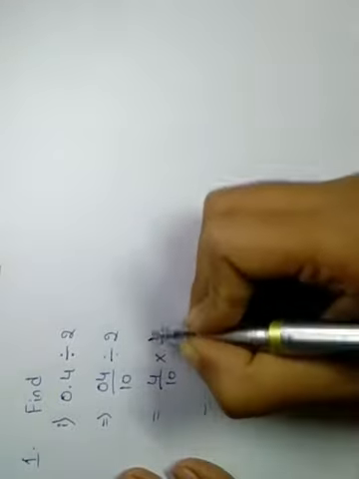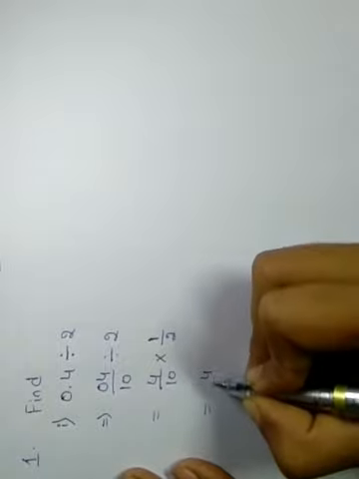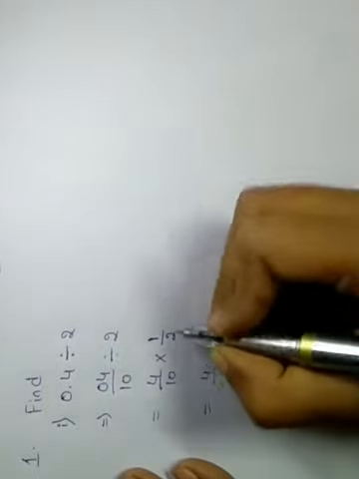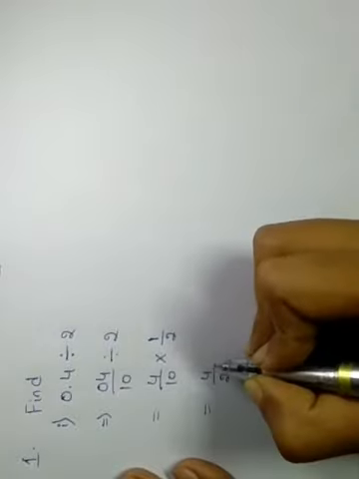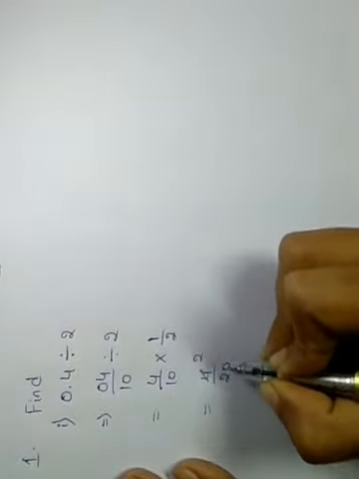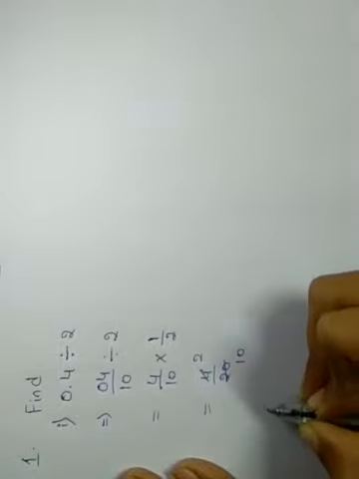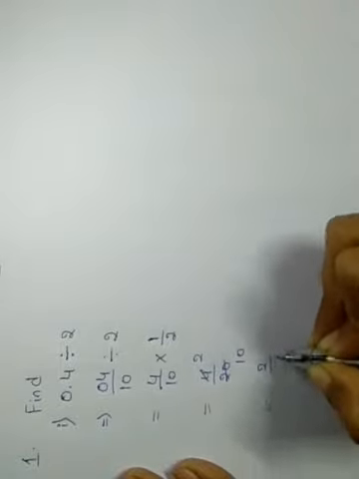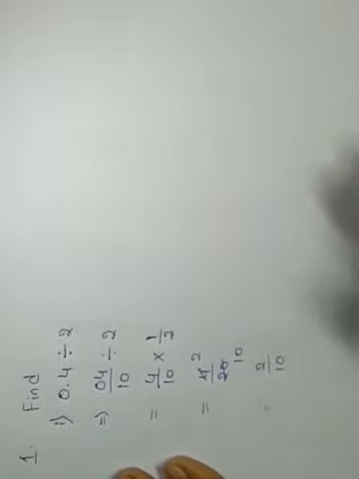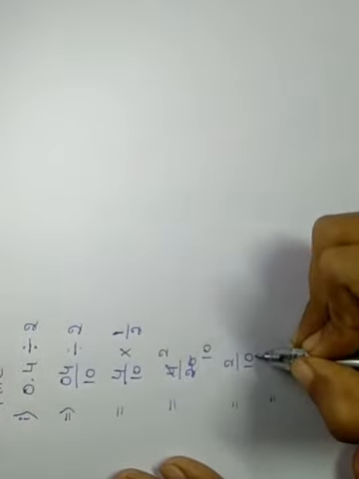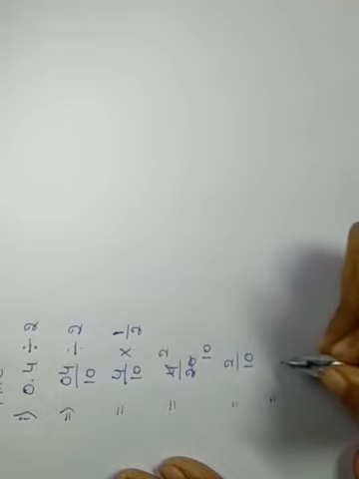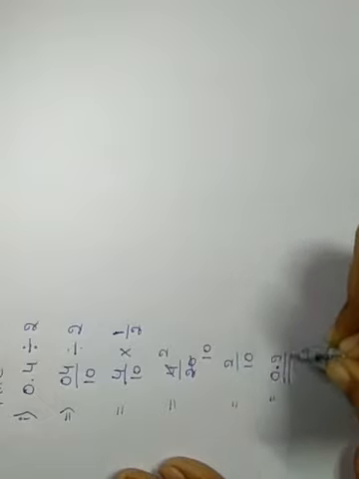Now 4 ones are 4, 2 tens are 20. Now we'll simplify. 2 twos are 4, 2 tens are 20. So we got the answer as 2 divided by 10. Now there is a single 0, so we have to give the decimal point after a single digit, that is 0.2.